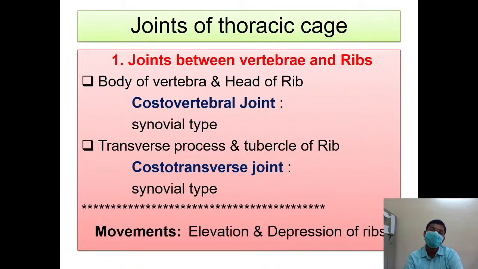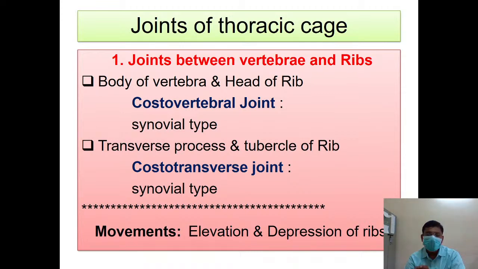Now, joints of the thoracic cage. The joints between the vertebrae and ribs: the body of the vertebra and the head of the rib form the costovertebral joint, which is a synovial type. The transverse process and the tubercle of the rib also form a synovial joint, called the costotransverse joint. So there are two joints between the vertebrae and the ribs.